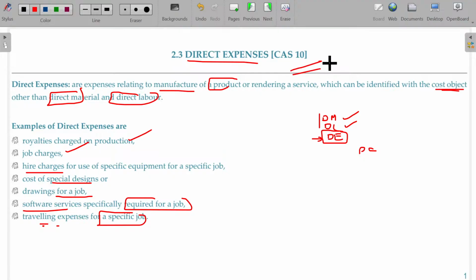This CAS number 10 is required. The number is very important for the CMA students, not for the CA students.